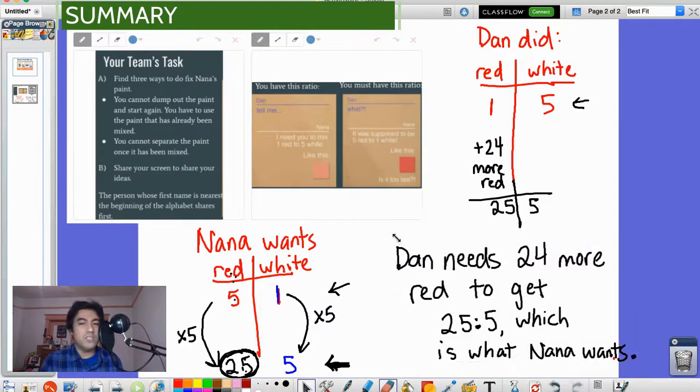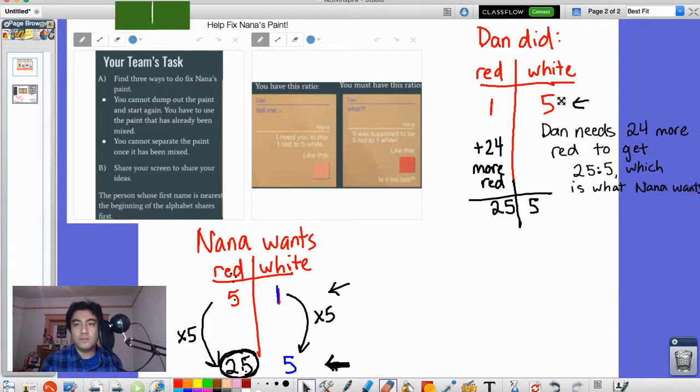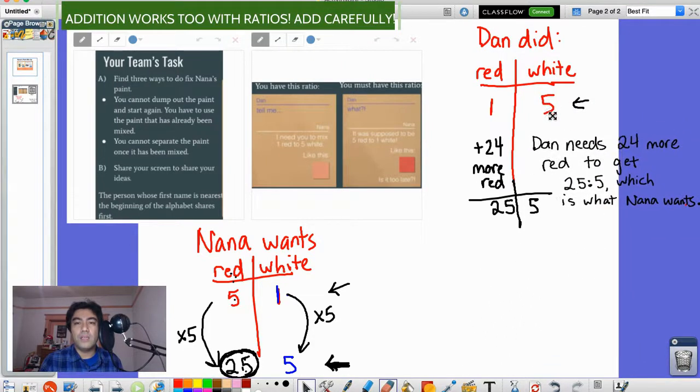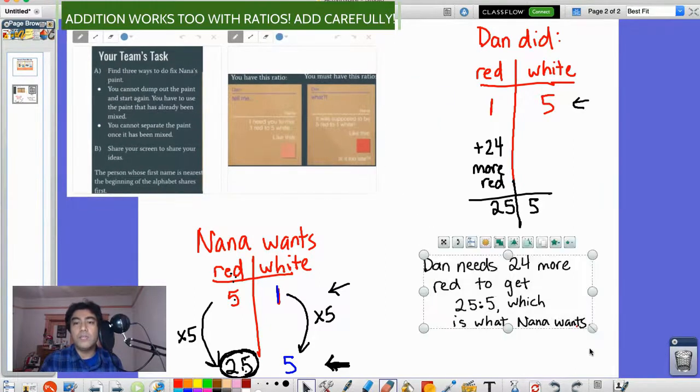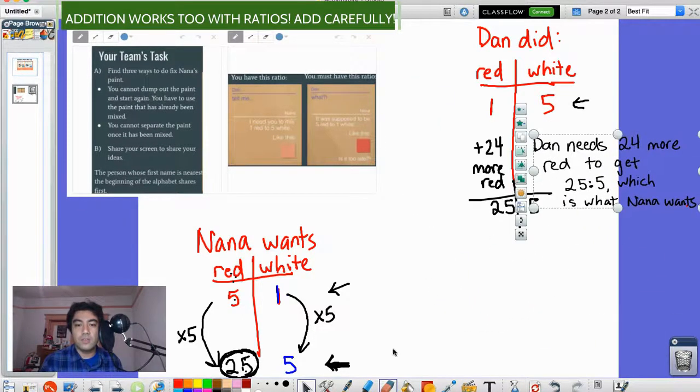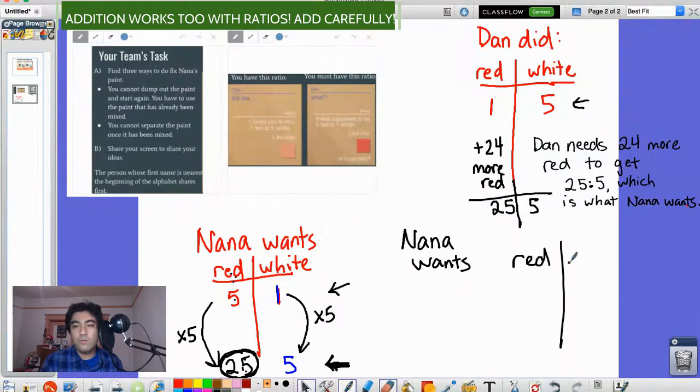Now, by the way, one last thing before we end. Was multiplication the only way to do this? Okay, and you'll probably think, hey, no, the answer is no, because you could have done repeated addition, okay? So the repeated addition way would look very similar. You would have red, you would have white, and you would just repeatedly add the 5 for every 1. 5 red for every 1.